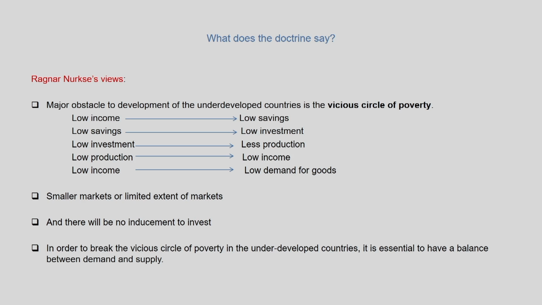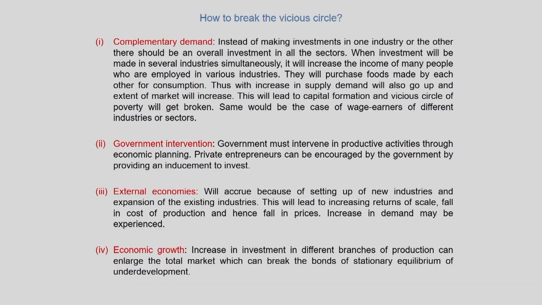So one needs to break this vicious circle of poverty, and therefore it is essential to have a balance between demand and supply. And to be able to break this vicious circle of poverty, Ragnar Nurkse was proposing a balanced growth model of development, or a balanced growth strategy or doctrine, whatever you call it. How does one break this vicious circle?